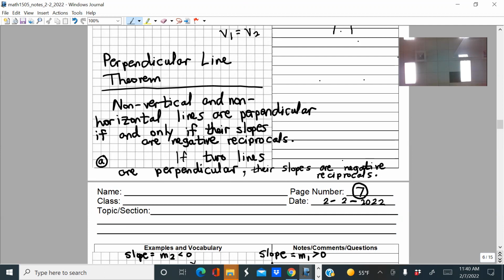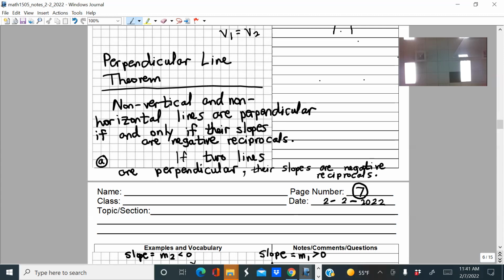All right, so suppose we have lines that aren't vertical and also not horizontal, but they're perpendicular. That's true if and only if their slopes are negative reciprocals. We're only going to bother with proving one direction here. We're going to show that if the lines are perpendicular, their slopes will be negative reciprocal.